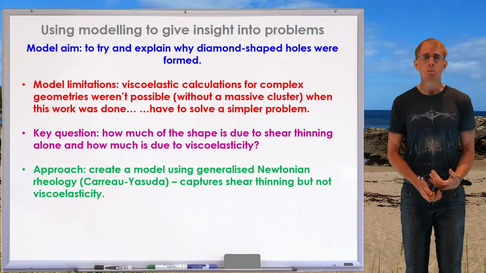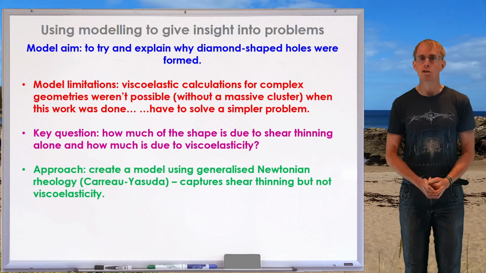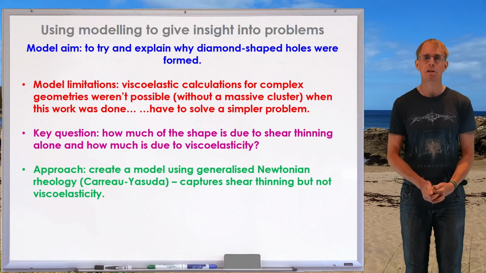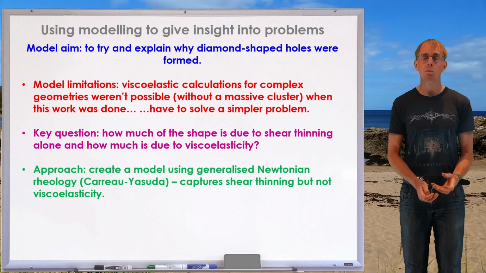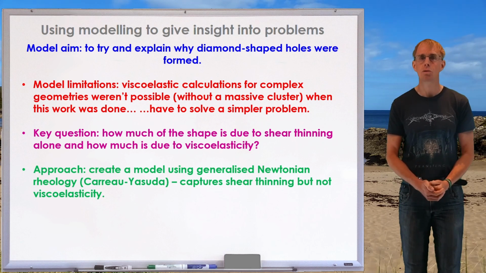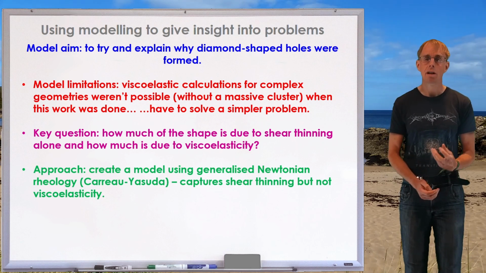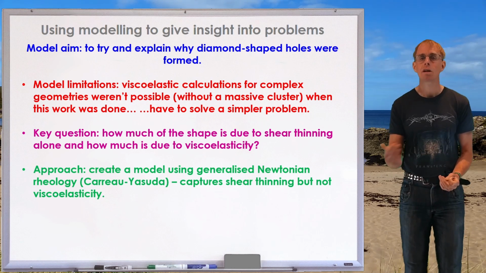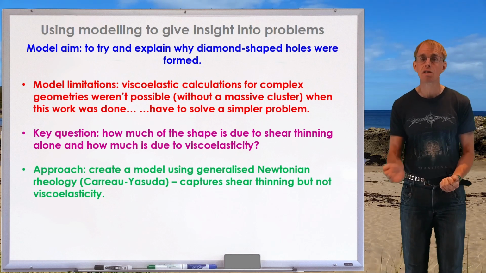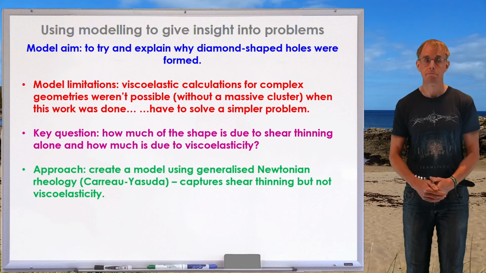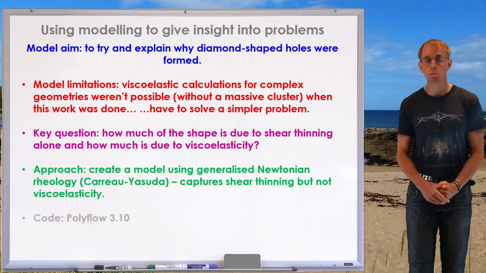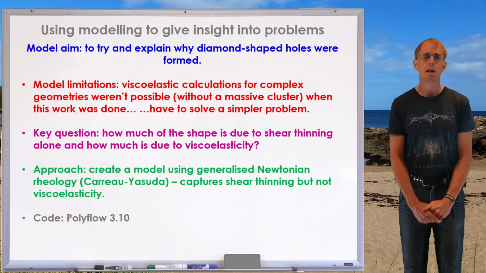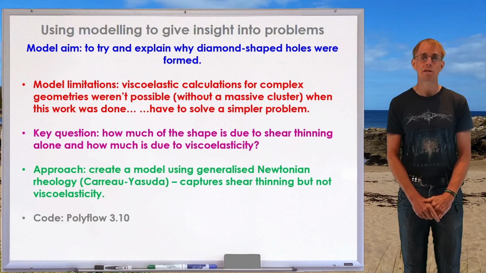So what we did was to create a model using a generalised Newtonian rheology, a Karo-Yasuda rheology, because that was the constitutive equation that was built into the code we were using. And we fitted the Karo-Yasuda model to temperature-dependent experimental rheometry. So we described the rheological response as a function of shear rate and as a function of temperature. The code that we used was a code called Polyflow. That code is now part of the ANSYS suite, and the version we used was Polyflow 3.10.